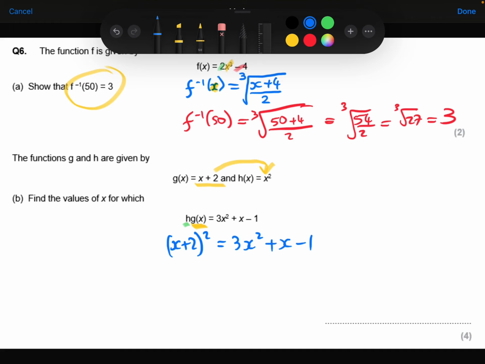Right, let's expand these brackets. So we've got the x times x is x squared. The x times 2 is 2x, but we have 2 of them. The 2 times the 2 is 4.